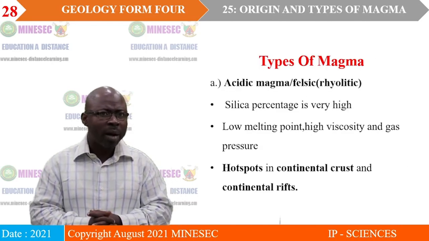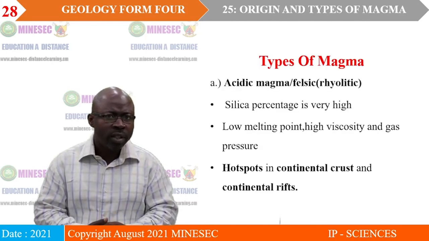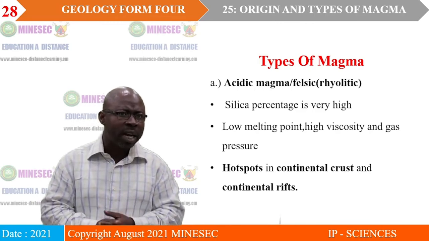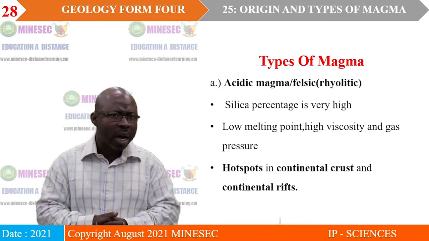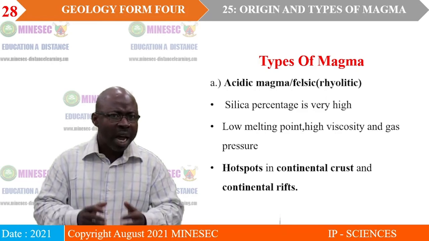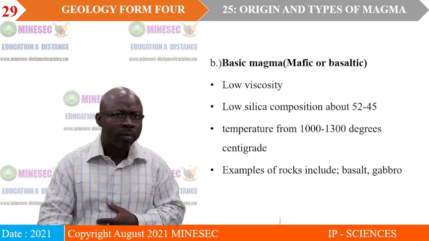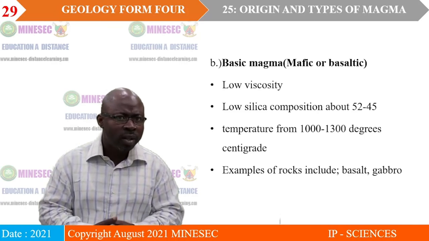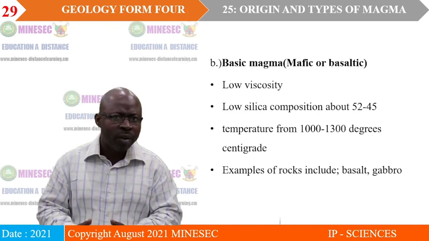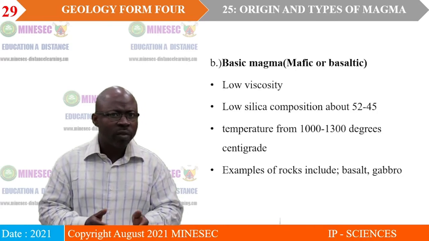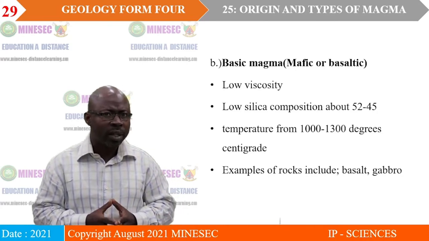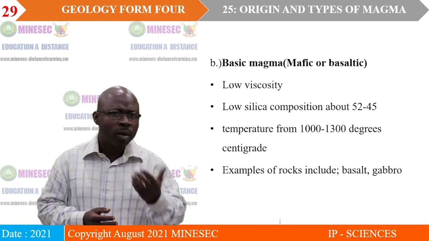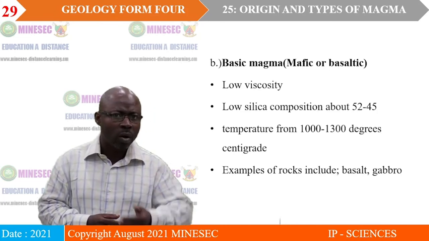There are three types of magma. Acidic magma is rich in silica, with a very high silica percentage. It has a low melting point, high viscosity, and high gas pressure. It occurs around hotspots in continental crust and continental rifts. We have basic magmas that have low viscosity, low silica composition of about 52 to 45 percent, and temperature ranging from 1000 to 1300 degrees centigrade. Examples of rocks that form from this kind of magma include basalt and gabbro.